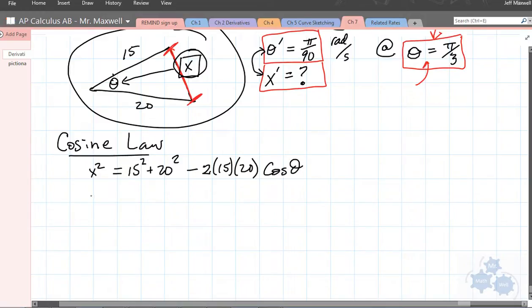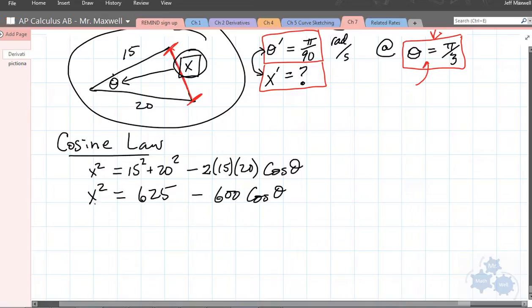So let's simplify this. X squared, this is 225, that's 400, so that's 625. 2 times 20 is 40, times 15 is 600. Cos theta. All right, so we've got this a little simplified now.